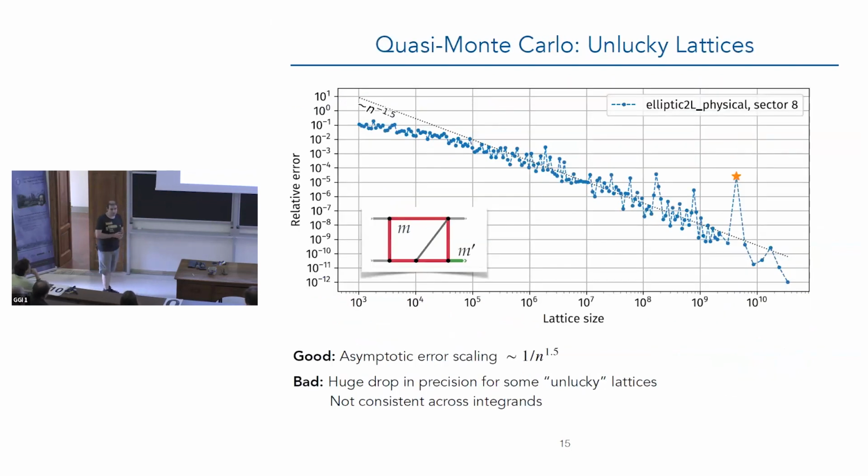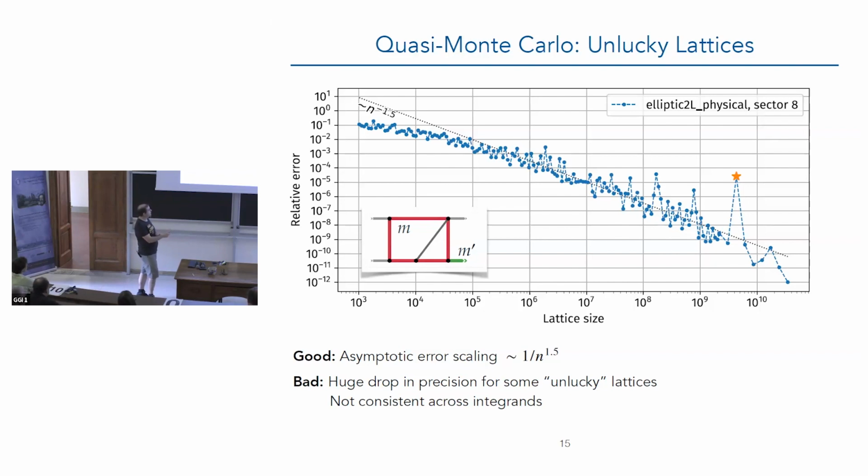So what's the problem with these unlucky lattices? Here I show you the lattice size and the relative error that we get. We sample our integrand on this lattice, and we get some estimate of the integration error. This is some particular integral, and some particular sector in our sector decomposition of this integral. What we see is a reasonable asymptotic scaling, roughly n to the 1.5 if you fit a curve to this, although it's not really a straight line.